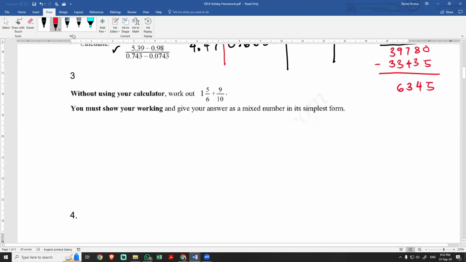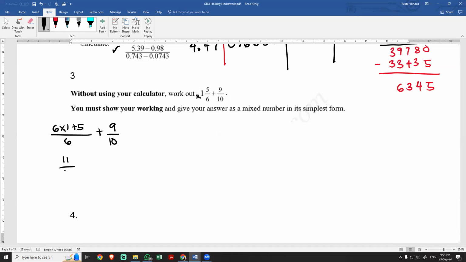Question number three, it says without using calculators. It is probably obvious that we don't want you to use a calculator for this. So here, the rule of thumb, you will multiply first this number and add the numerator, which is 5. So 6 times 1 plus 5, meaning you will make it 6 times 1 plus 5 over 6 plus 9 over 10. So that will become 11 over 6 plus 9 over 10.